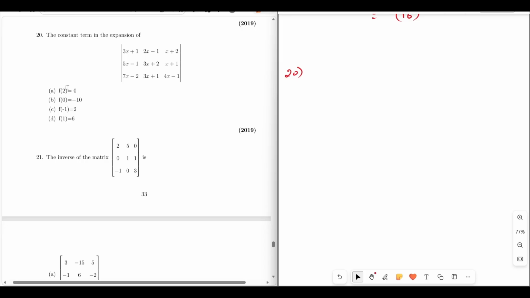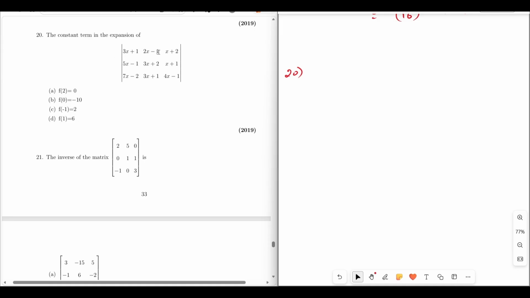So first method is a lengthy method where you will replace the value of x as 2 and find out whether you are getting 0. You will replace the value as 0 and find out whether you're getting minus 10. So this is a lengthy process where you have to check for each and every option where you don't know which is the right answer. But if you understand the concept, then it will be easy.